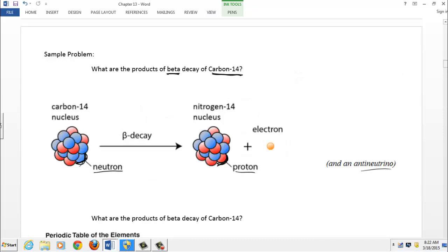The mass number is not going to change because we can round off. The neutron weighs about the same as a proton. Now we can say that actually the neutron's a little bit heavier. You have to add in the mass of the electron and the silly little antineutrino. But if you round off to whole numbers, protons and neutrons both have a mass of 1 atomic mass unit. And so the total mass stays the same.